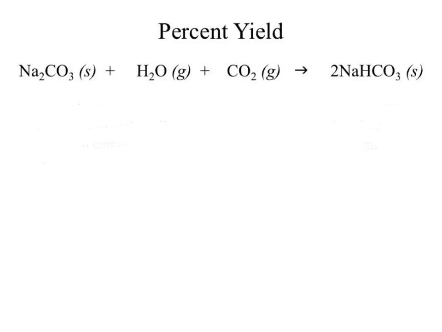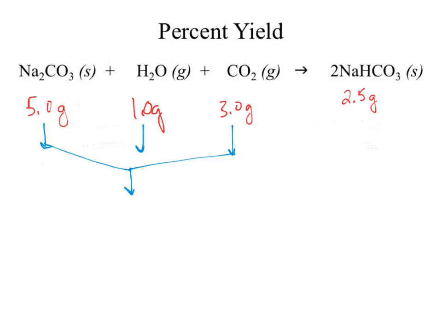You start with 5.0 grams of sodium carbonate, 1 gram, and 3.0 grams of CO2. Please, nobody actually use the numbers to calculate anything on this. You make, let me figure out some numbers here, let's just say 2.5 grams of sodium hydrogen carbonate. Based on your calculations, you determine that you should have theoretically made, why not, 2.0 grams. What is your percent yield?